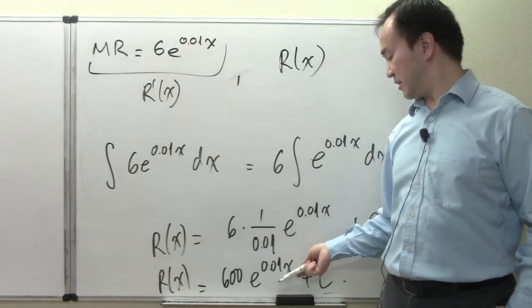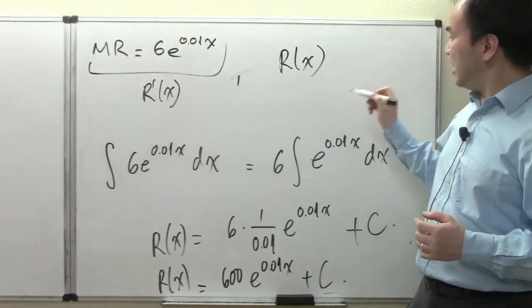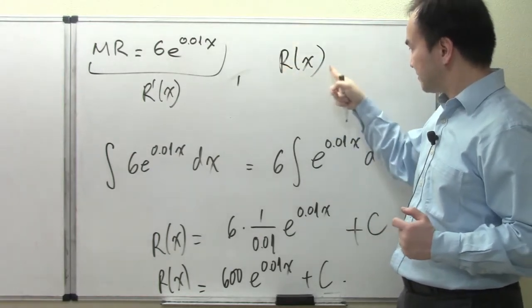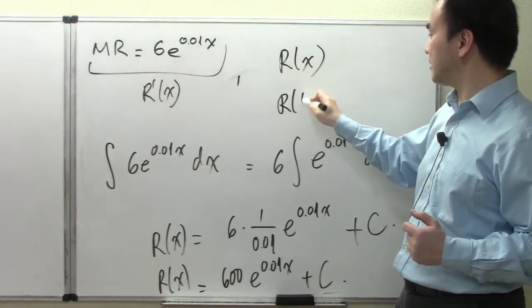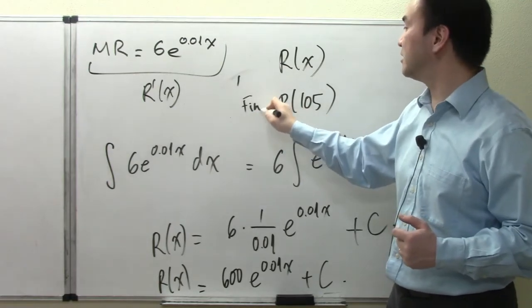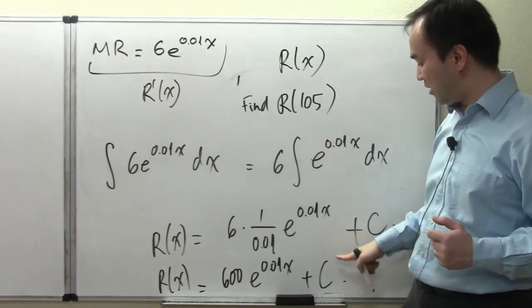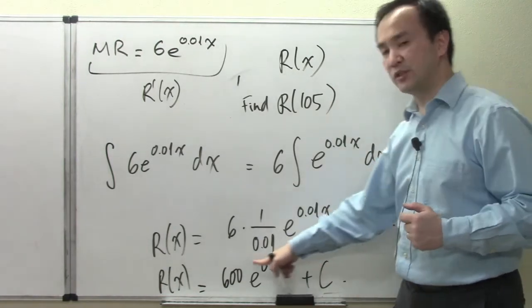Okay, so this is the antiderivative of the marginal revenue function. But keep in mind that we need to find the specific revenue function so that we can successfully substitute 105 into our problem. This is our goal right here. We need to find R of 105. But in order to do that, we need to find out what our constant is for this antiderivative.